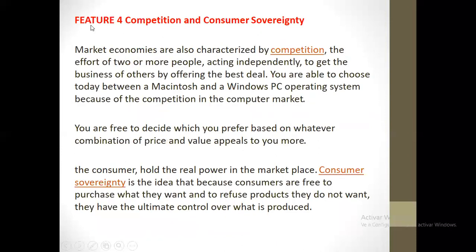Now, the fourth feature, competition. In this market, there's always competition and there is consumer sovereignty. Una soberanía al consumidor, que él es el que decide si lo compro o no y en qué competidor voy. Market economies are also characterized by competition, the effort of two or more people acting independently to get the business of others by offering the best deal. El que me da el mejor trato a ese que yo le compro.